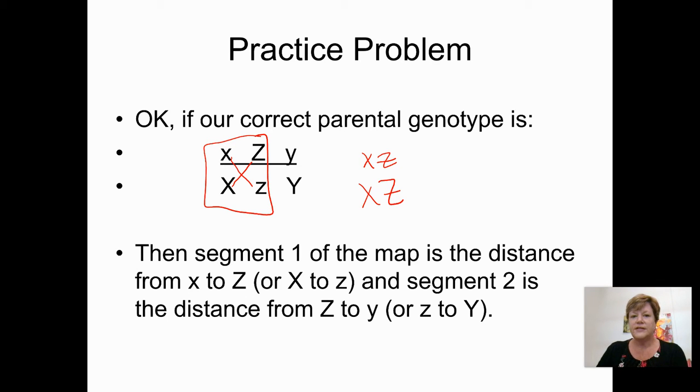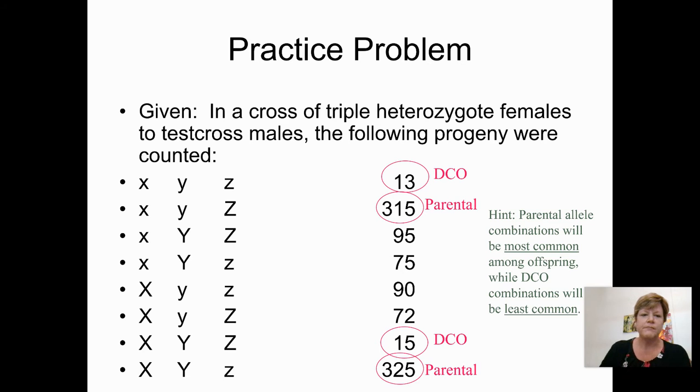And you remember that genetic distance is equal to recombination frequency. So we just need to know how many crossover offspring had a crossover in segment one. So we write down these two genotypes here. These are the ones we're looking for in the data. So I go back to the data, and I'm looking for a little x with a little z. And in order to do this, you need to ignore the y.